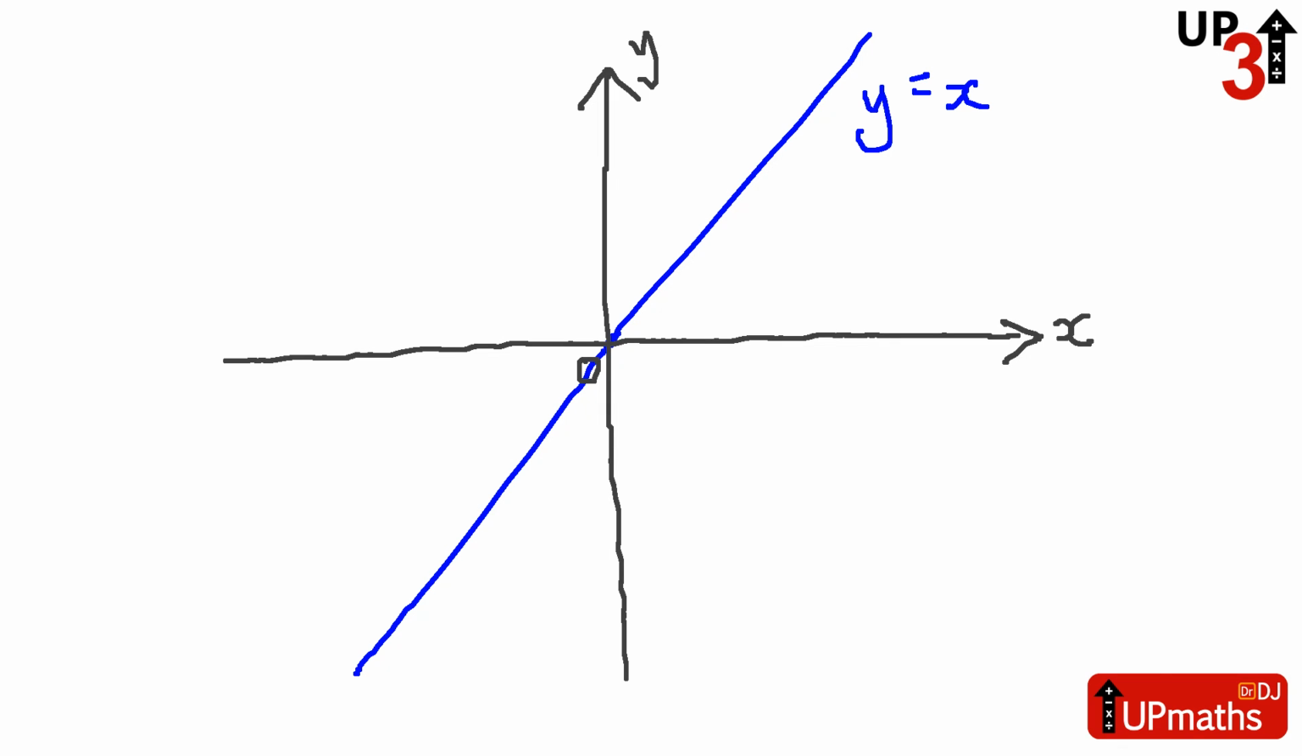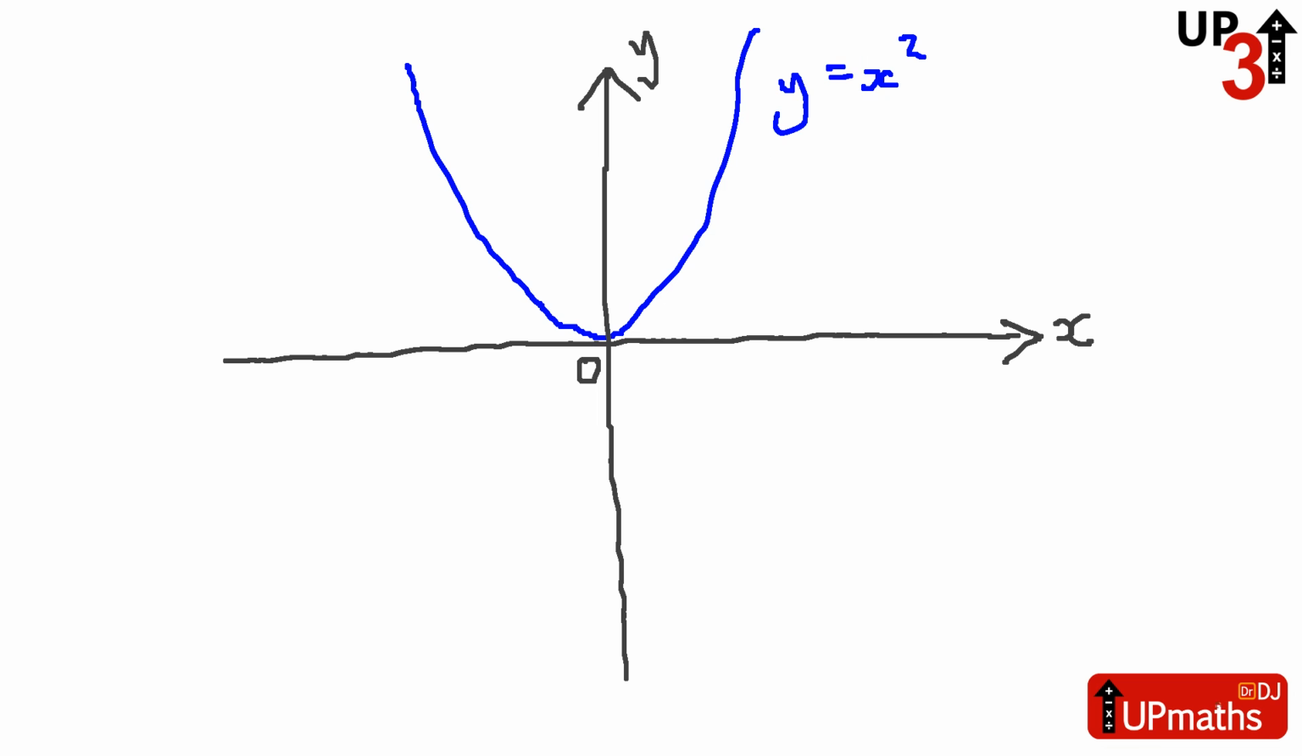Using my typical favourite fast learning approach where we're just going to go through loads of examples, here's a whole bunch of graphs. This is the graph y equals x. It's a straight line. It goes through the origin. This is the line y equals x squared.